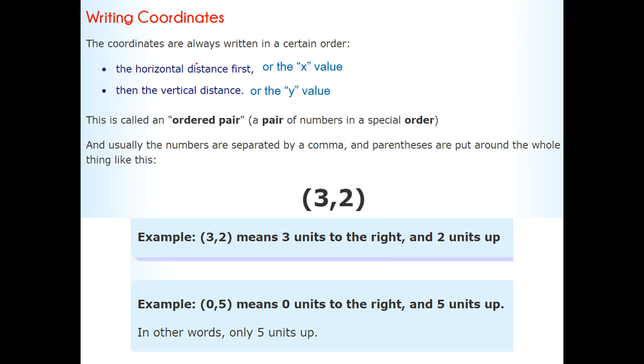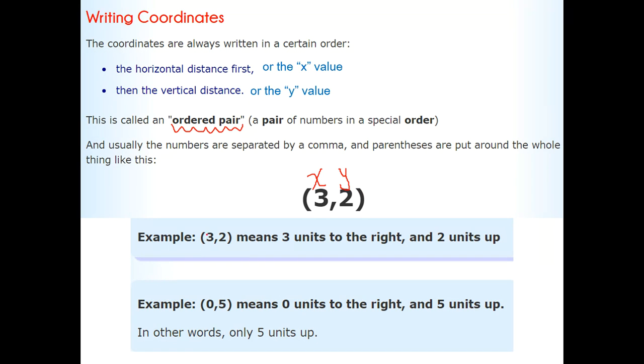Writing coordinates. So the coordinates are always written in a certain order. The horizontal distance first, or the x value, that's this here. Then the vertical distance, or the y value, that's this here. This is called an ordered pair, and this is the vocabulary I'm going to use, so make sure you know this vocabulary. The ordered pair goes in order, x, y, just like ABCs. So it always goes in ABC order for my ordered pair.